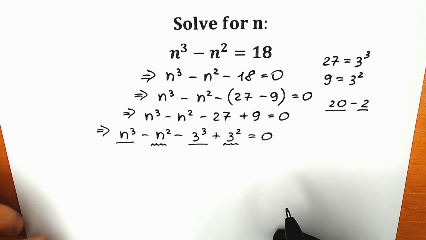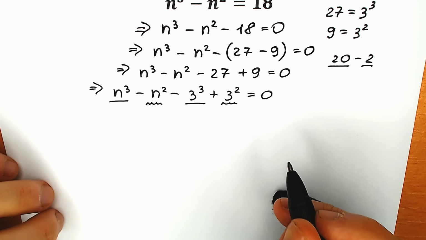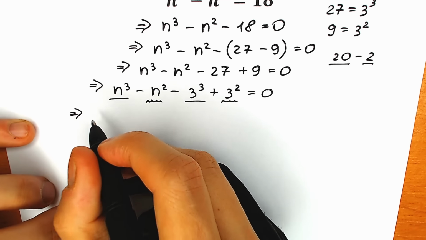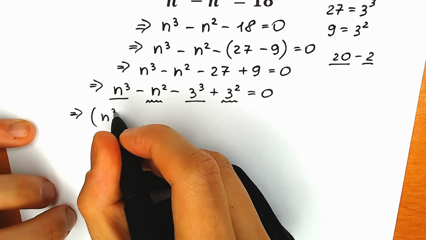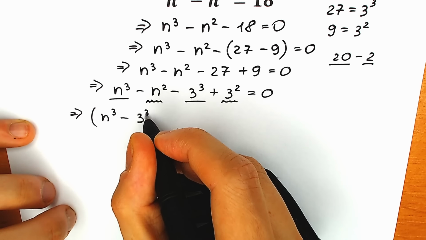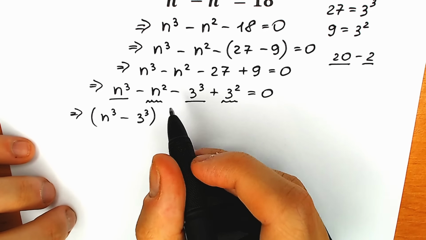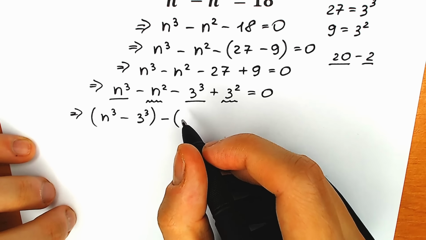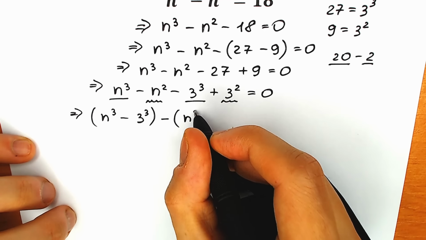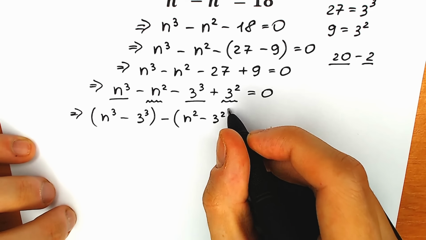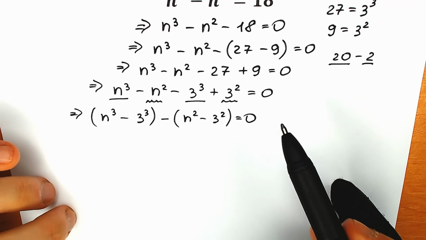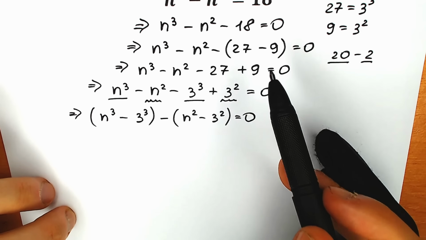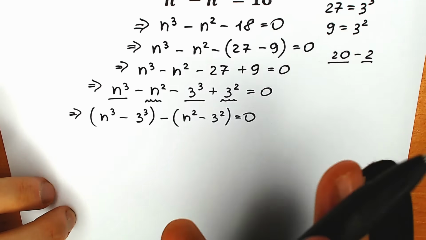Let's see how it works. First of all, let's group our cubes. So we have n cubed minus 3 cubed. We group these cubes together, and we need to group our squares. So we have a negative sign, and in parentheses we have n squared minus 3 squared. I really hope you understand my solution until this moment. These are not hard steps, but we express something and group something, so I really hope you understand it.